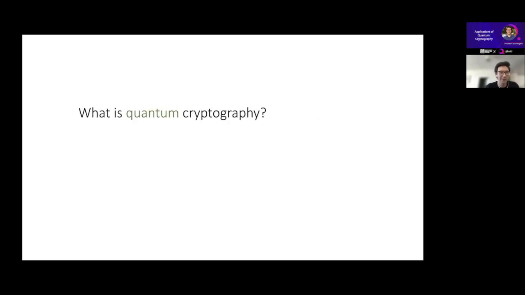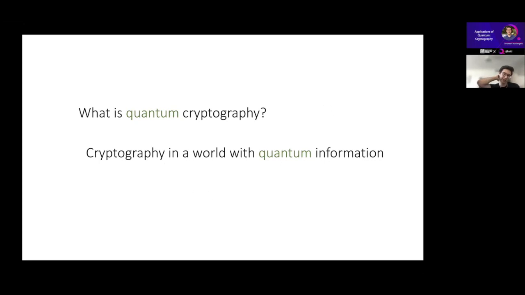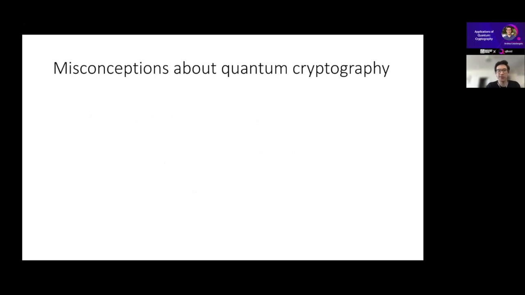So let me start with the question, what is quantum cryptography? Well, this is cryptography in a world that is quantum. So a world where quantum information exists. And I will tell you in a moment what I mean by quantum information and what properties of it are relevant to cryptography. And so I want to first address some common misconceptions about quantum cryptography.